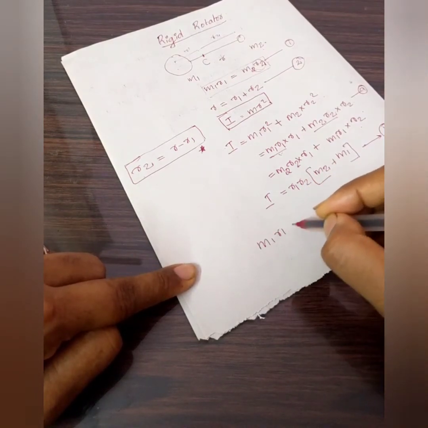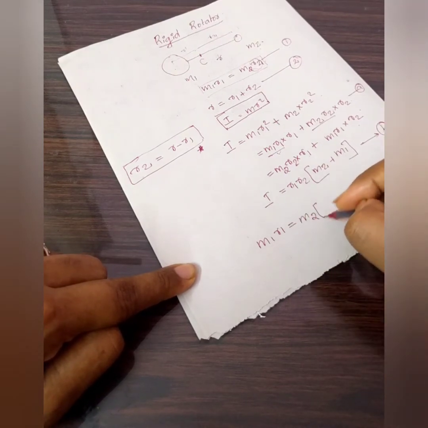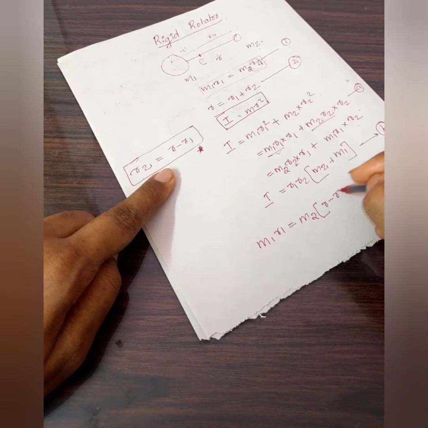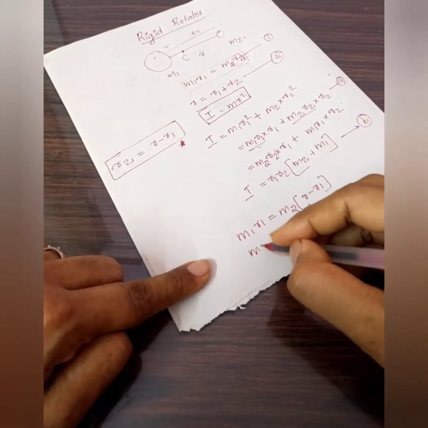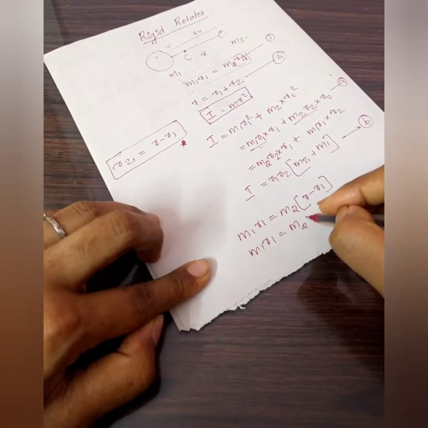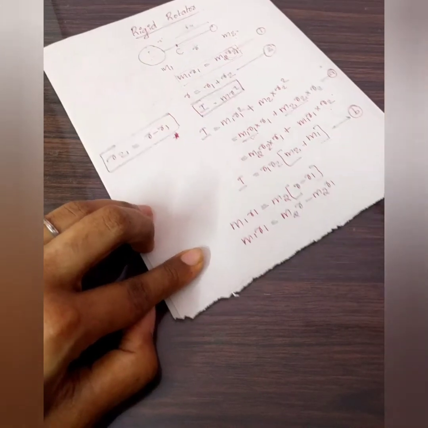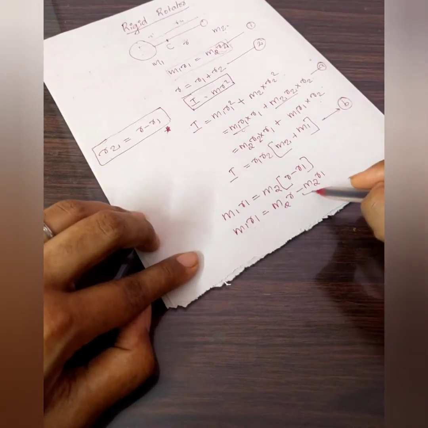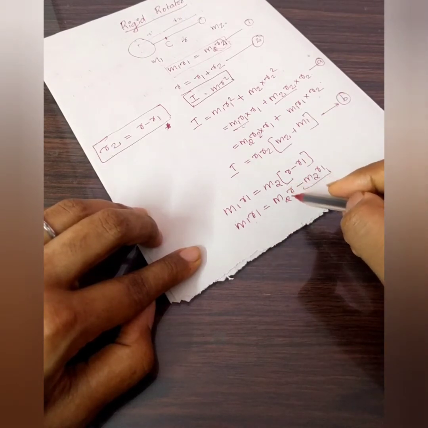M1 R1 is equal to M2 into R minus R1. Now you can open the bracket. So M1 R1 is equal to M2 R minus M2 R1. Now we are going to take this term to the left hand side because you need an equation of R.